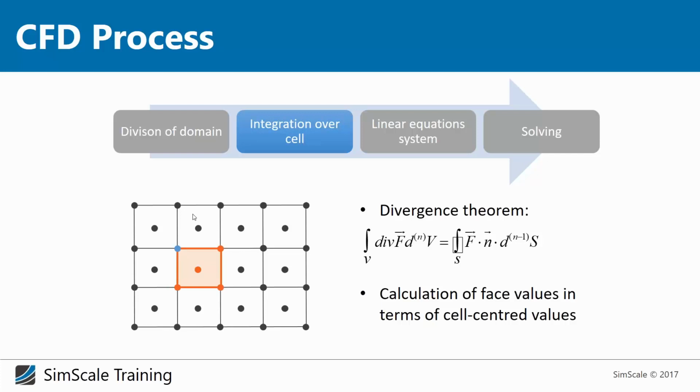And if we apply this, it helps us in two ways. First of all, it helps us to calculate face values in terms of cell-centered values, because if you think about it, at the end of the day, we're just averaging everything which is happening here.